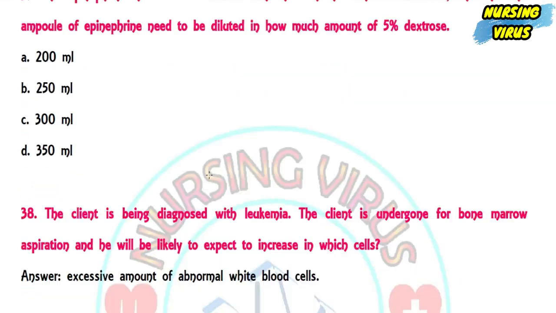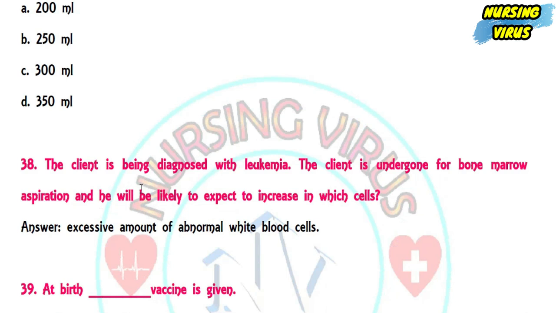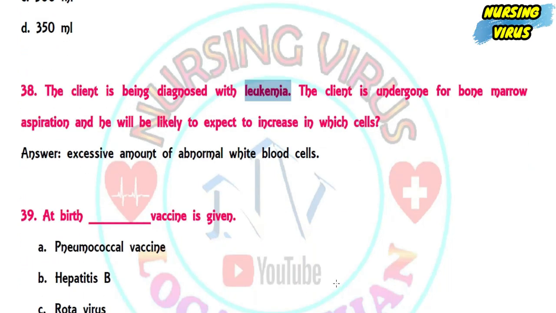dilution. The next one, the client is being diagnosed with leukemia. The client has undergone bone marrow aspiration and is likely to be expected to show an increase in which of the following cells. That is, an excessive amount of abnormal white blood cells can be seen in the leukemia condition.